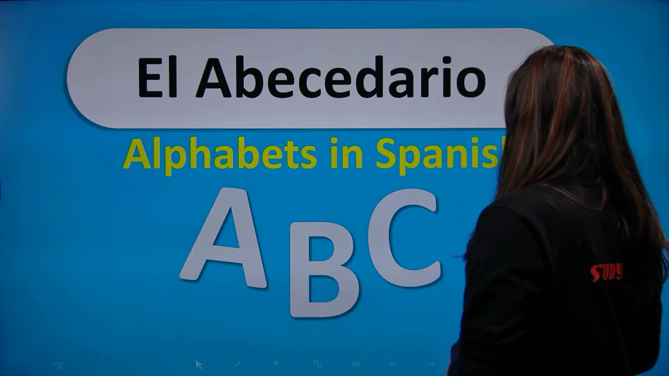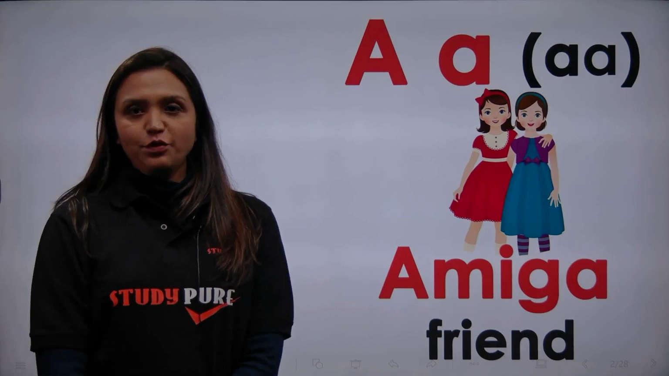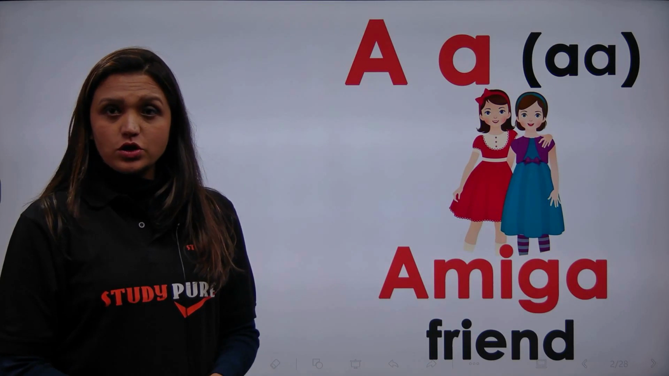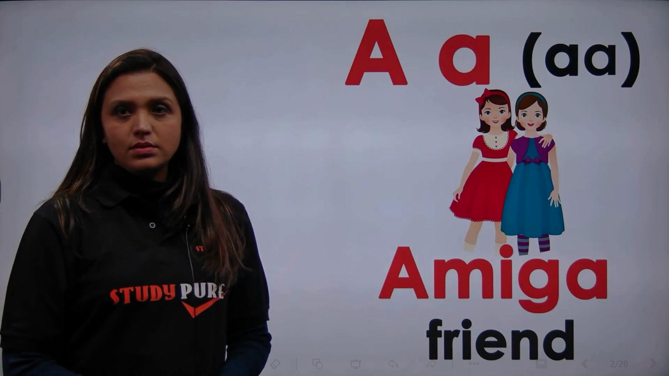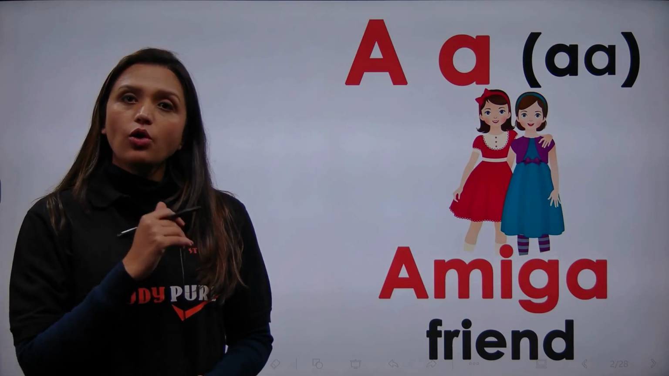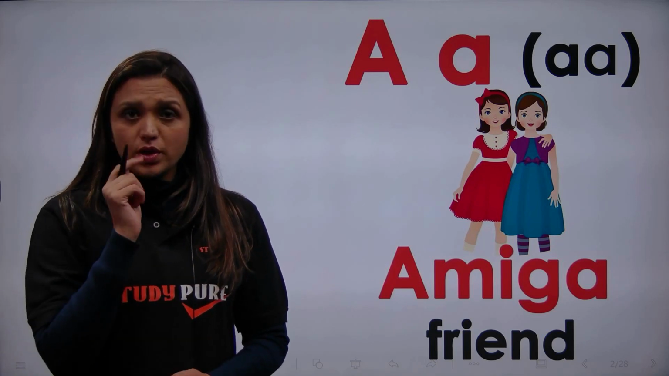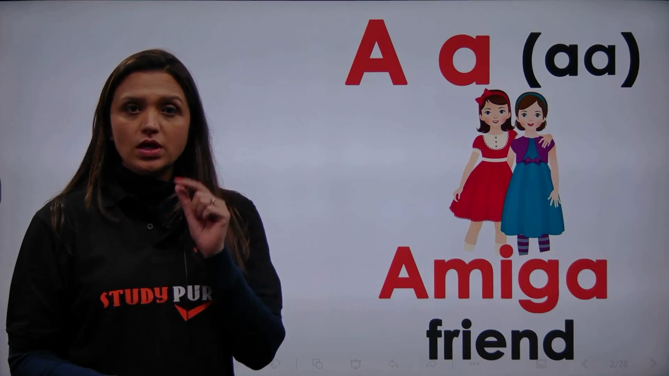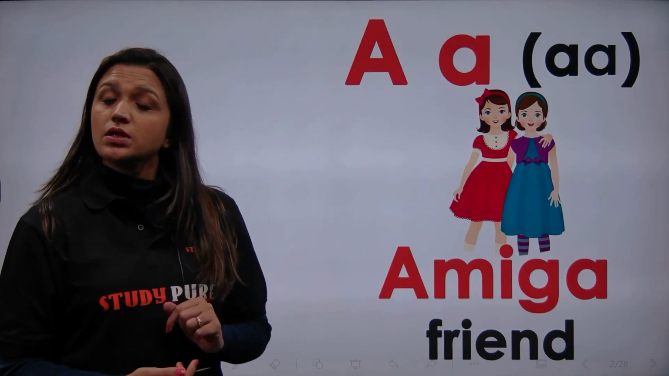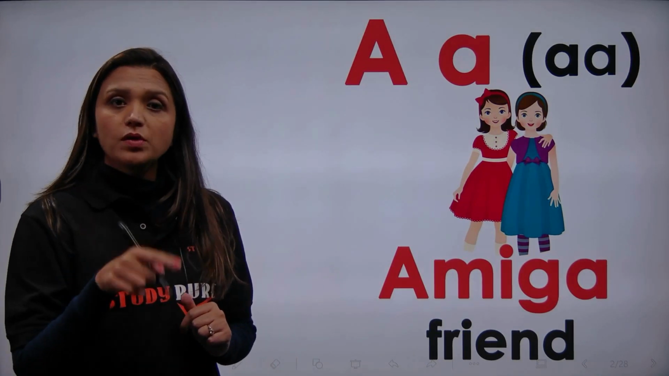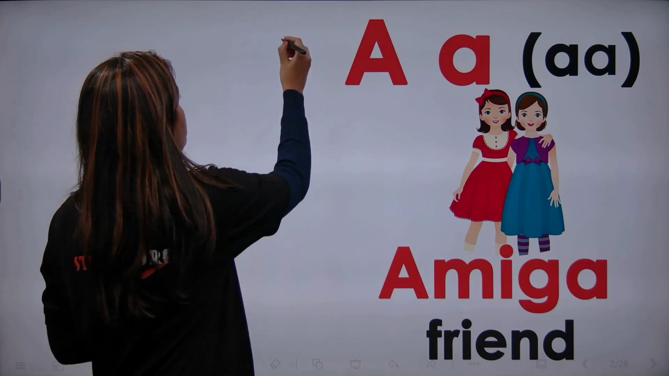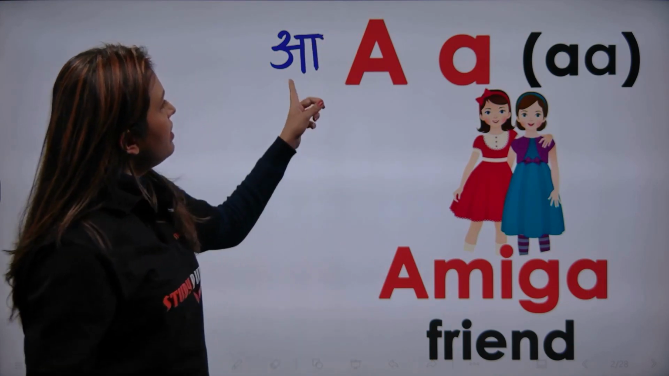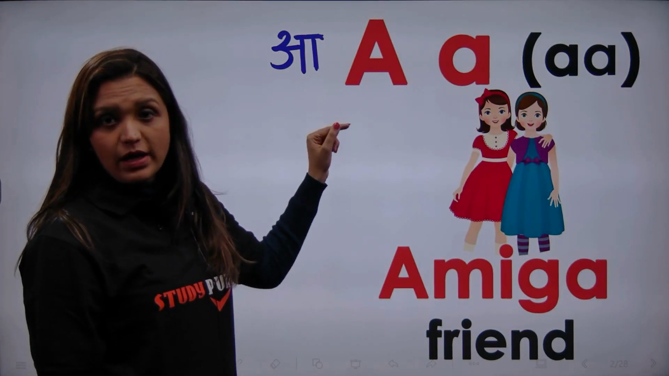Okay, follow me then. Friends, the first letter in Spanish is A, and A in Spanish is called A. Now how to memorize this? There's a trick here. Whenever you want to learn any of the pronunciations in Spanish, the trick is to note down the pronunciation in Hindi. And from there you can memorize it much easier. That's A for you in Spanish.